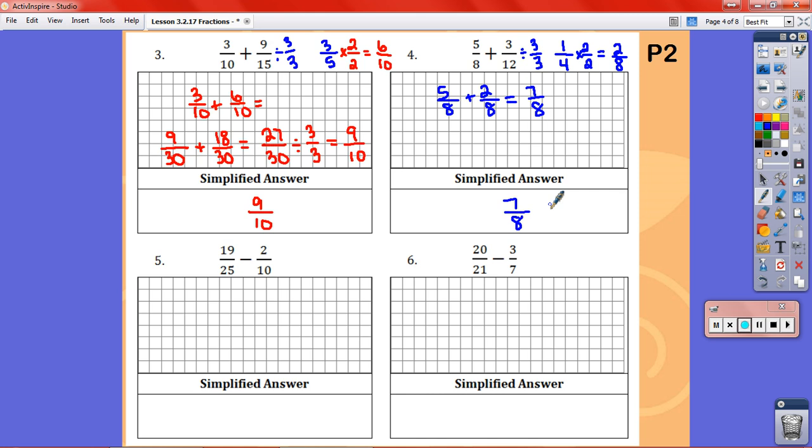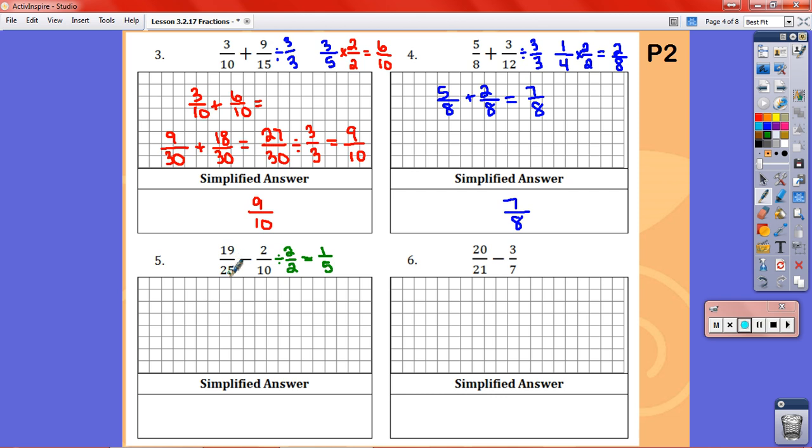Now we're moving on to subtraction, which is the same idea. It's just that we're going to subtract when we're finished instead of add. First, can we simplify? 19 and 25 have nothing in common, so no. But 2 and 10 are both even, and even numbers can be divided by 2. So if I put 2 pieces together, I get 1, and if I put the pairs together, I get 5 pairs. 2 divided by 2 is 1, 10 divided by 2 is 5.